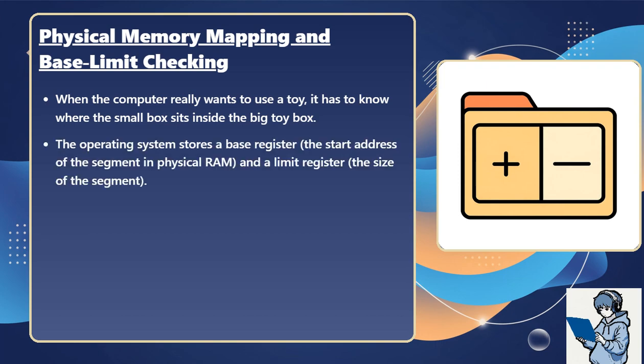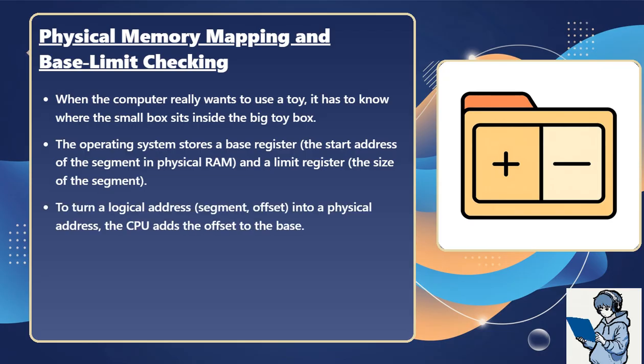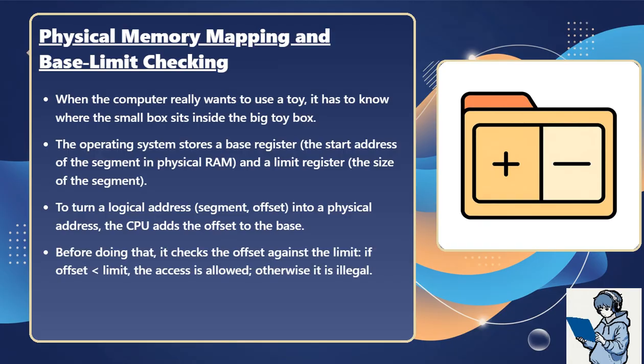The operating system stores a base register, the start address of the segment in physical RAM, and a limit register, the size of the segment. To turn a logical address, segment and offset, into a physical address, the CPU adds the offset to the base. Before doing that, it checks the offset against the limit. If offset is less than limit, the access is allowed, otherwise it is illegal.